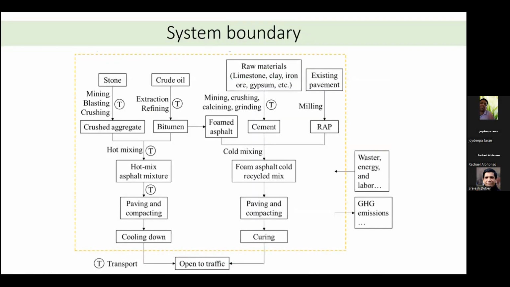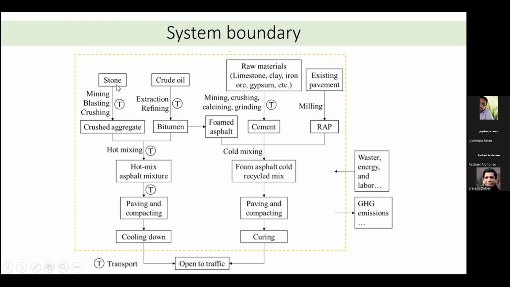A simple example of how it looks, from a beautiful diagram to a technical component. T is the transport that we mentioned before opening to traffic, that means the construction phase. So what are the raw materials required in the construction phase? Stone, crude oil, then limestone, clay, all for preparing the required materials for constructing the road. And if there is an existing pavement, you mill it, which gives recycled asphalt that you'll be using. So stone, there will be a crushing aggregate.